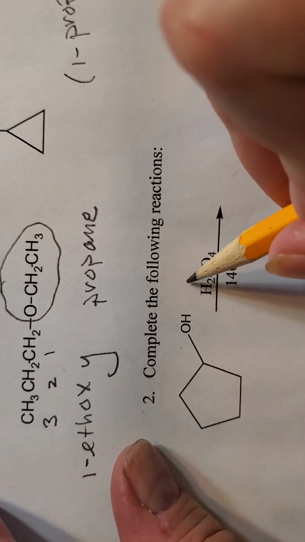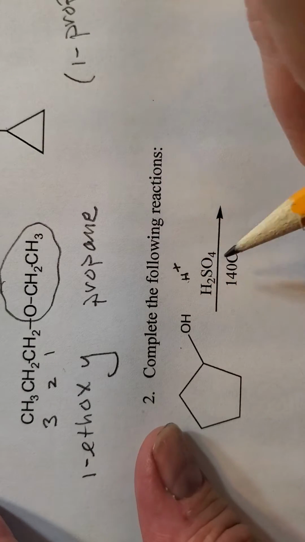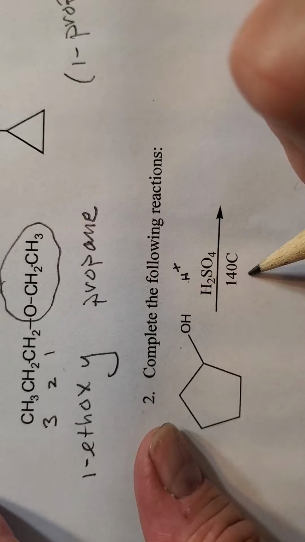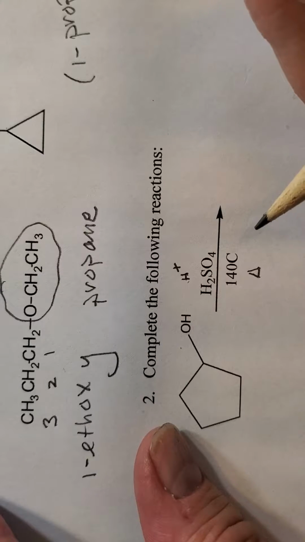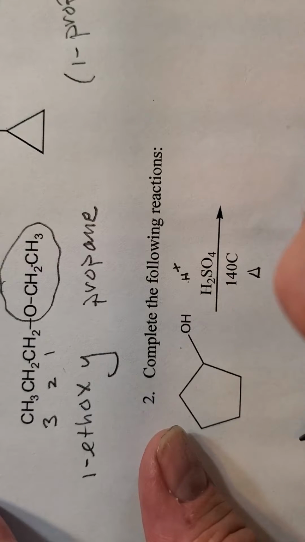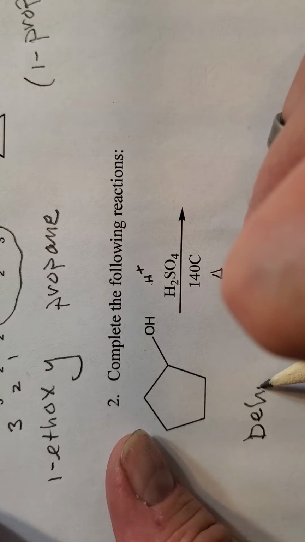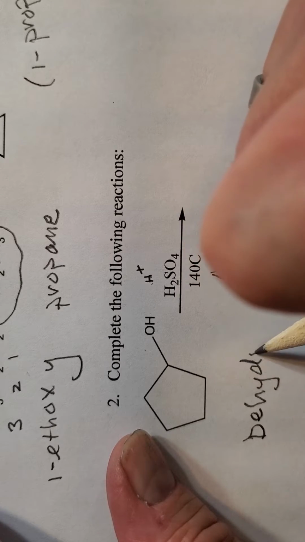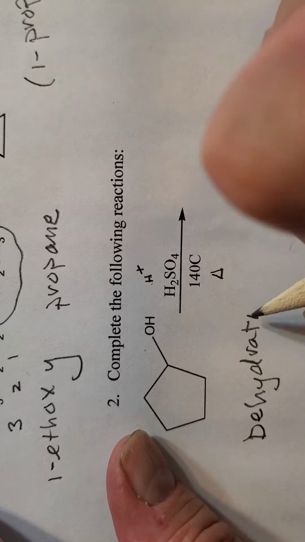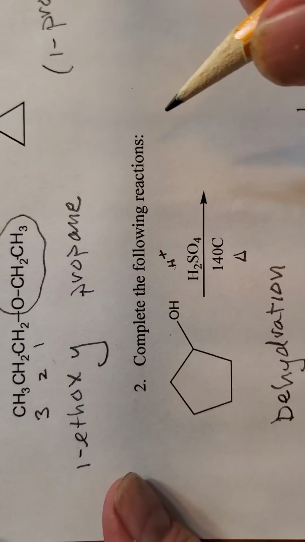H2SO4. So that's going to be acid. So if you look on your flashcards, that's going to be H+. This is going to be heat. It's an alcohol, so the type of reaction is dehydration. This is a dehydration reaction. In other words, we're going to remove water.